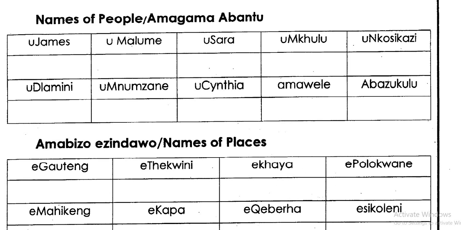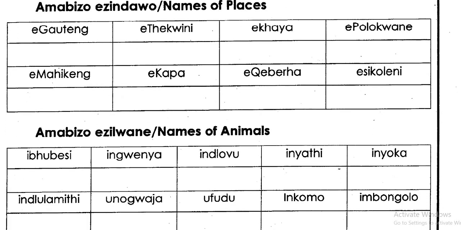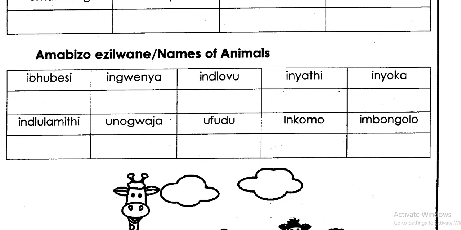Ngifunda eMontrose, ngiya eTech Shop. Those are the words that show that the A means it is the name of a place. Names of animals also start with the A prefix, but not all the animals. We have unogwaja, we have ufudu, but most of the animals start with the A. We have only a few that start with the U in isiZulu. But my lesson here about the A, E, I, O, U was to emphasize to all the kids that there is no noun in Zulu that does not start with a vowel.